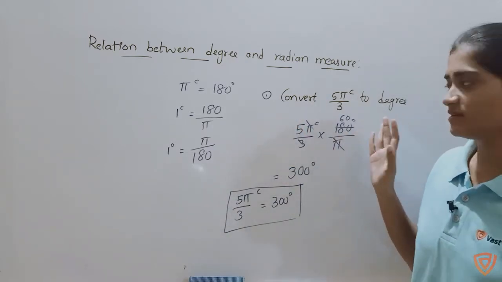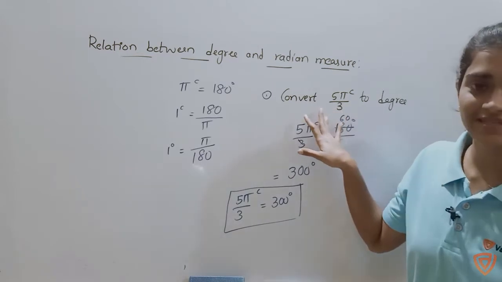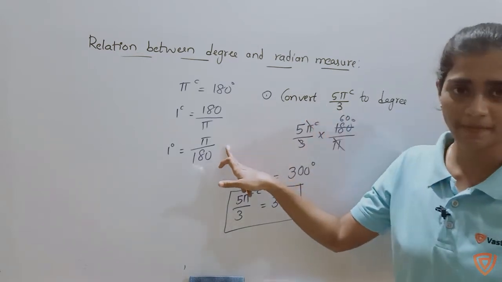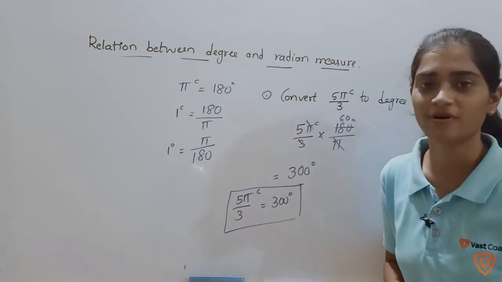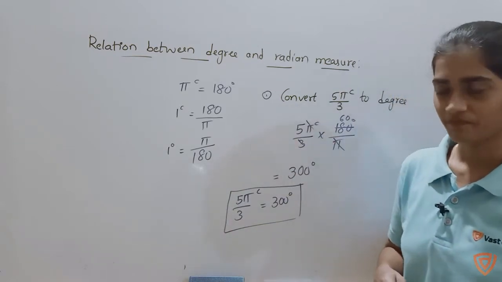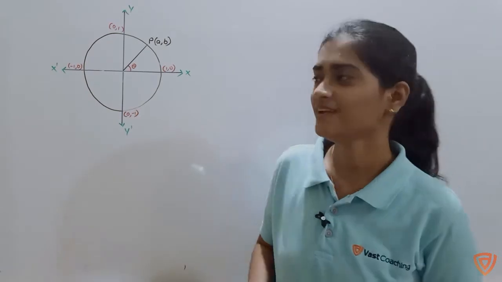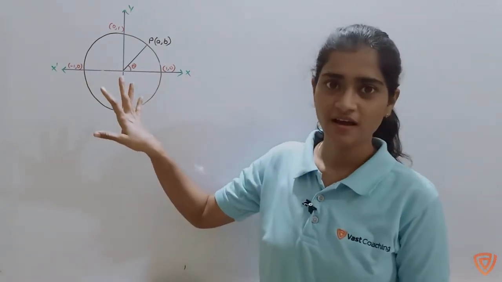Vice versa, even if the degree is given, you just have to multiply by pi and divide by 180 degrees so that you get the corresponding radian measure. So now let us take a unit circle.